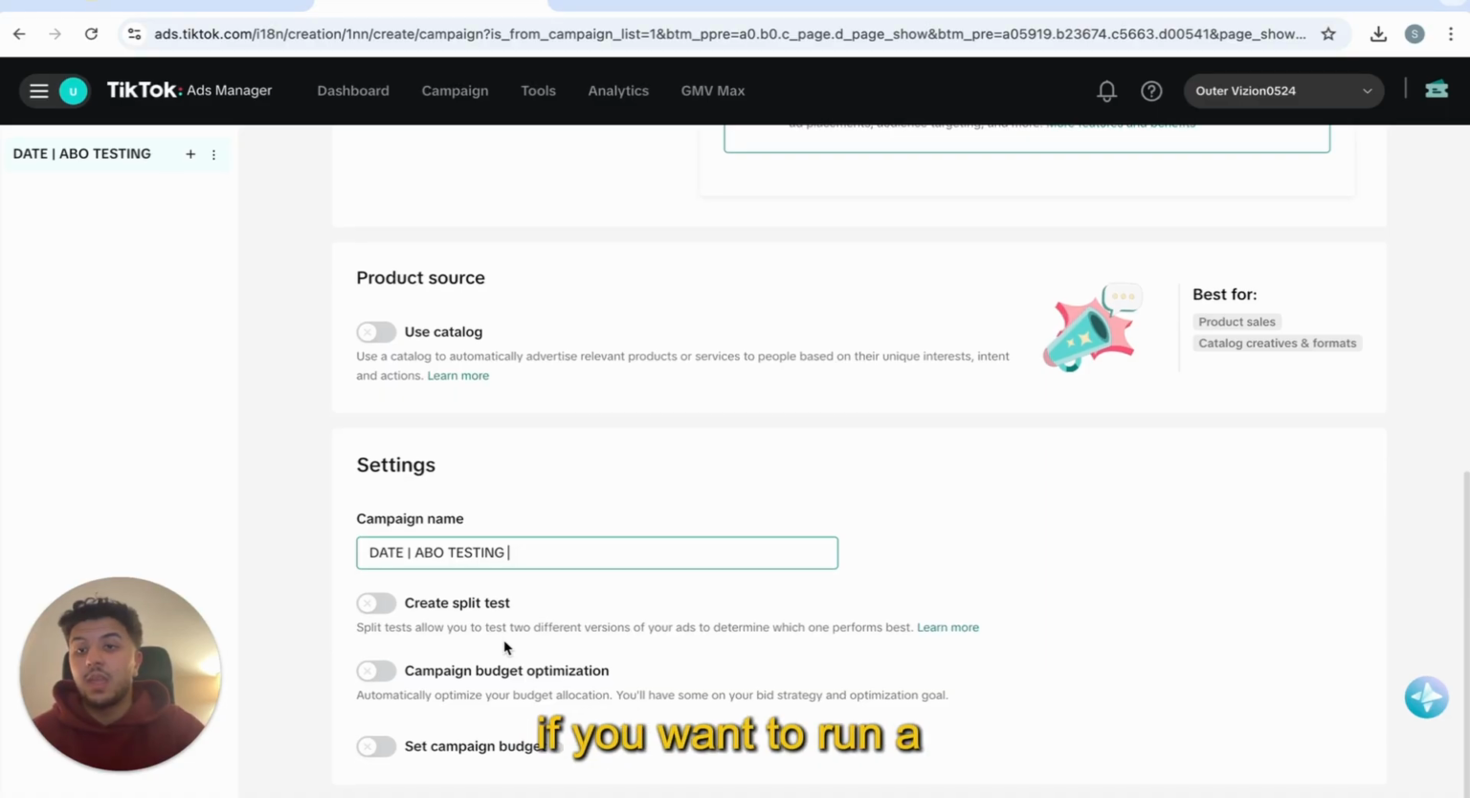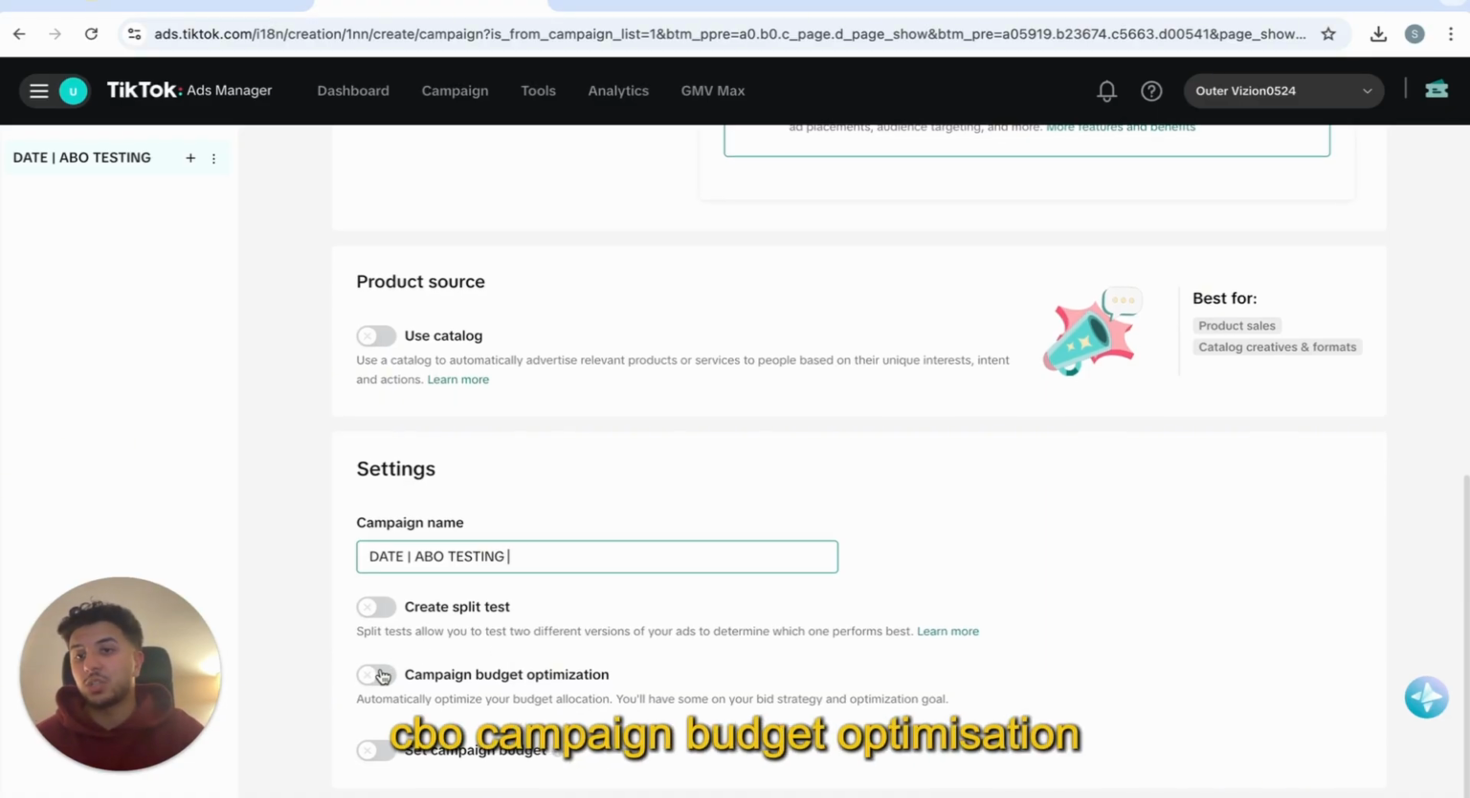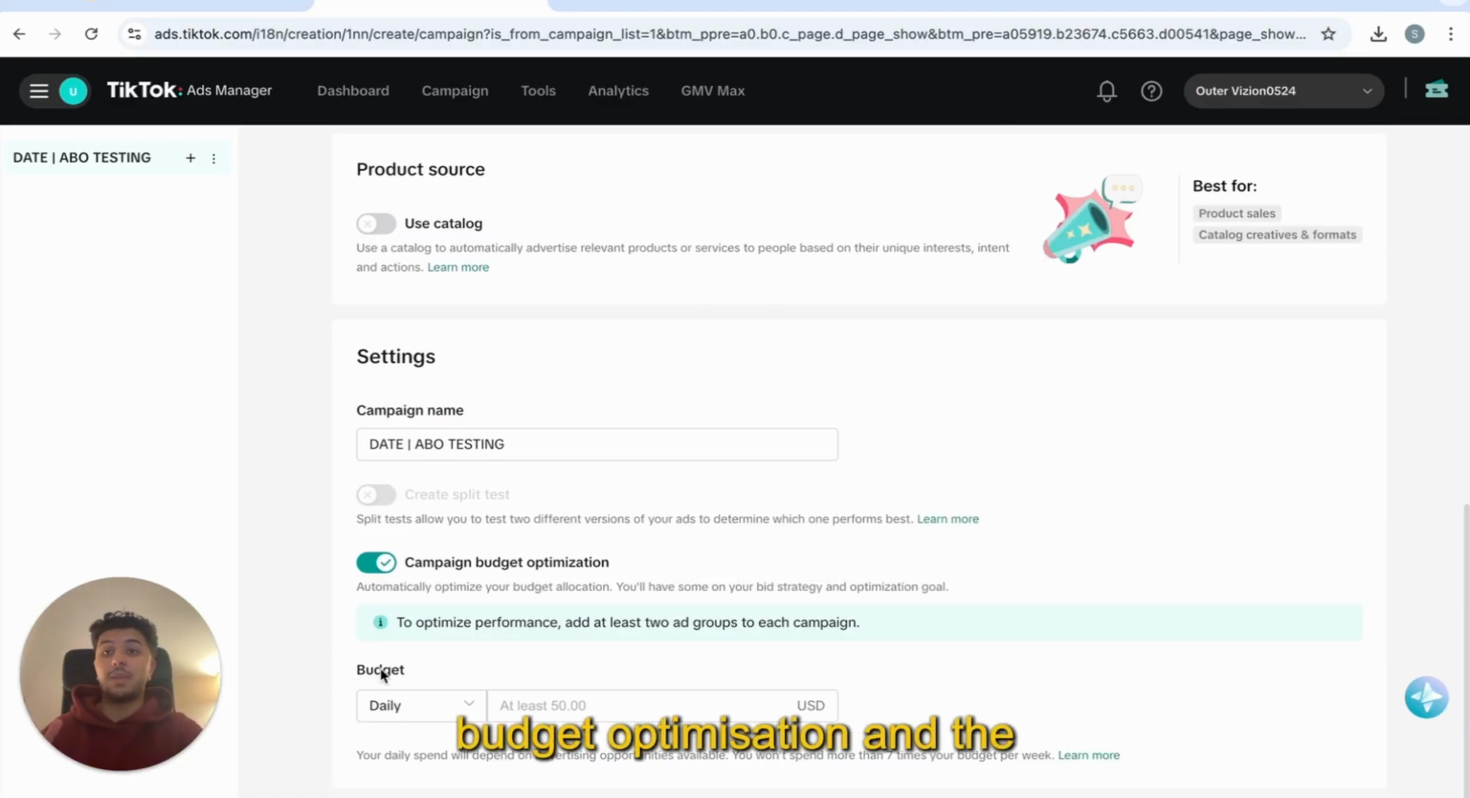So now, if you want to run a CBO, campaign budget optimization, the difference between campaign budget optimization and ad group budget optimization, ABO, is basically this: with the campaign budget optimization, we're giving TikTok the prompt, hey TikTok, I have $50 that I can spend for today. Your goal is to split it between the different ad groups and spend the most money inside of the best ad group. This is what is happening.